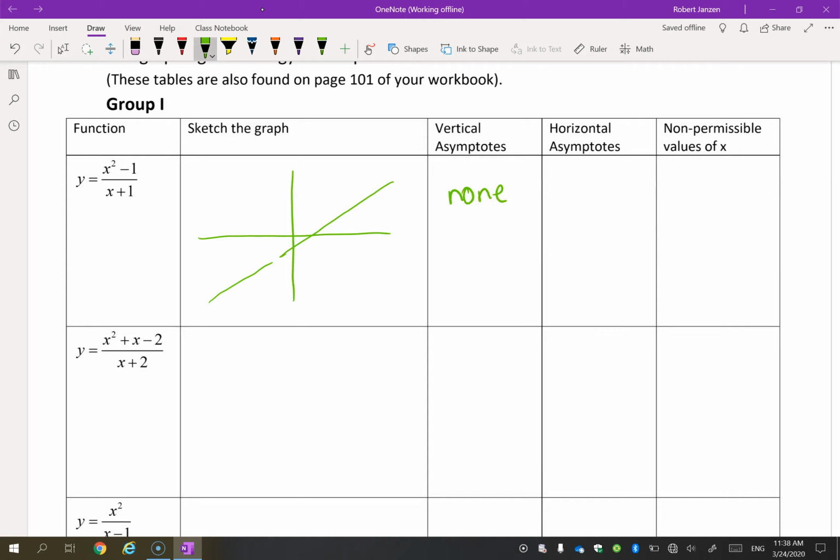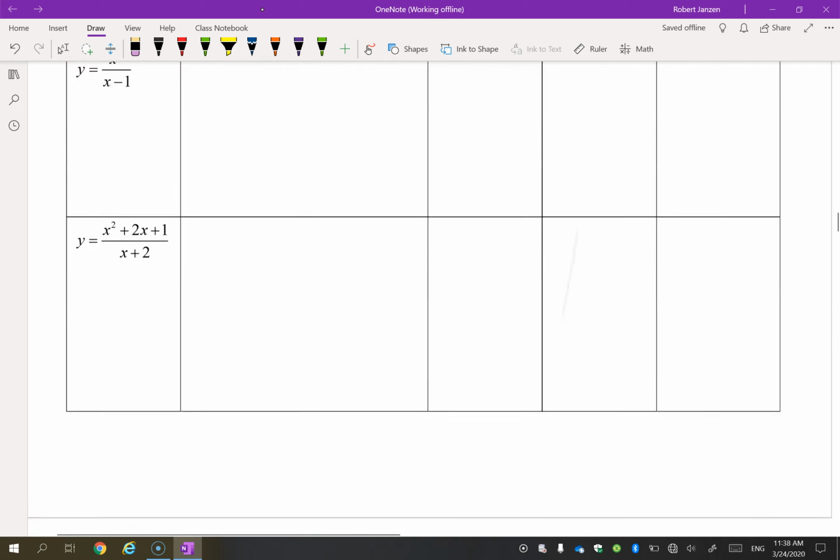there are no vertical asymptotes. There are no horizontal asymptotes. But there is a non-permissible value of x. X cannot be negative 1. Now looking at that equation, why can't x be negative 1? Well, if we put a negative 1 in here, you get a denominator of 0. And you can't have a denominator of 0. So that's your first graph. I want you to do the rest of these.